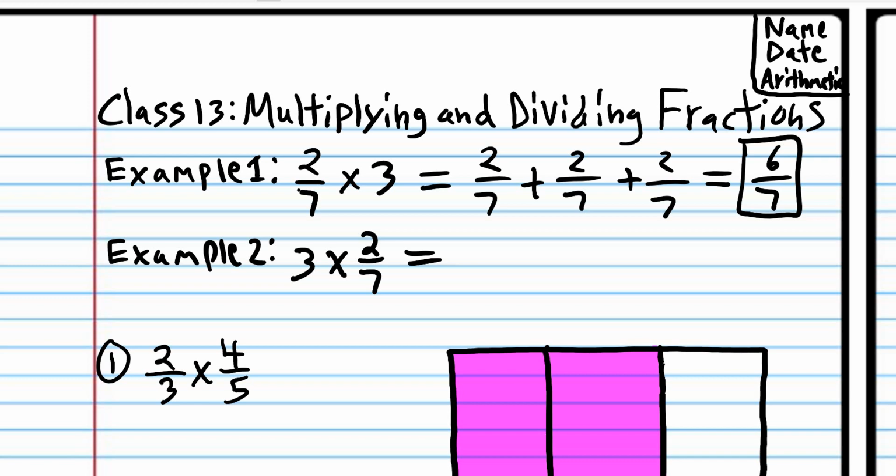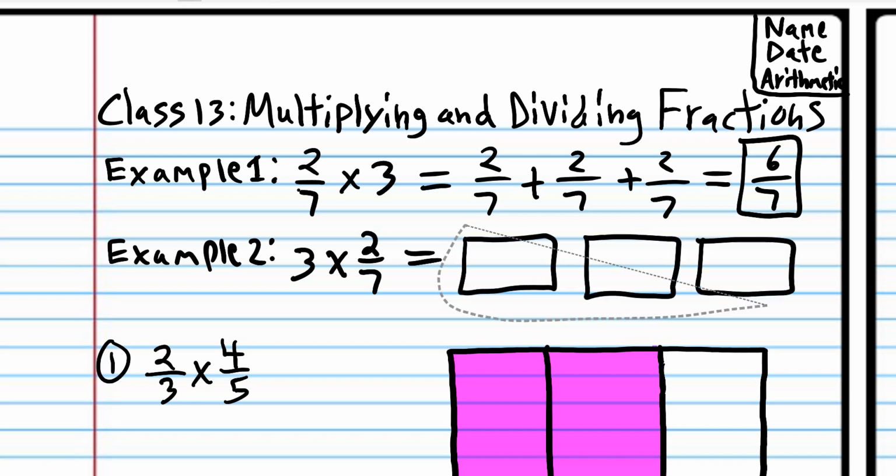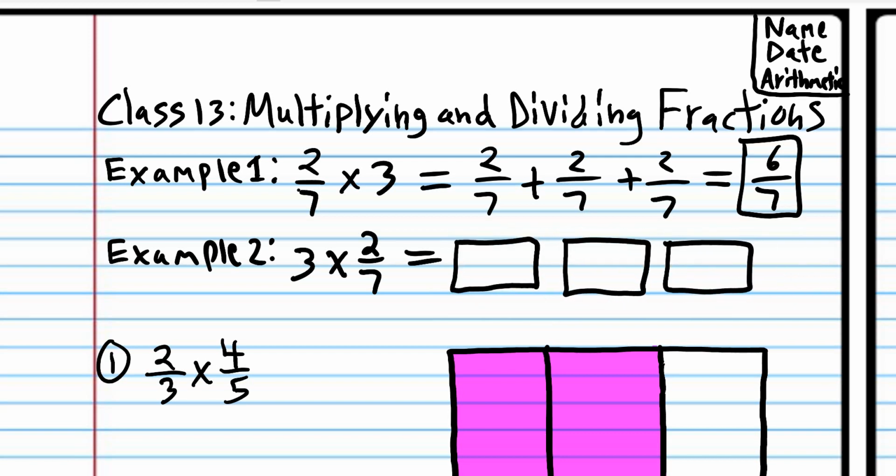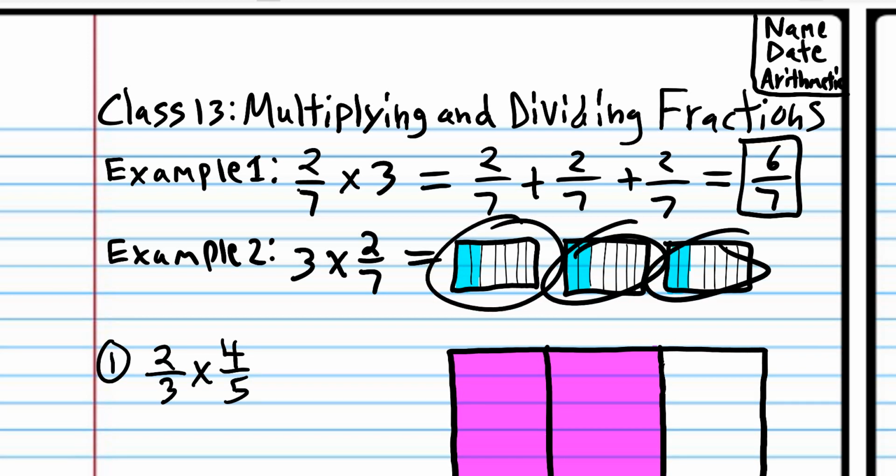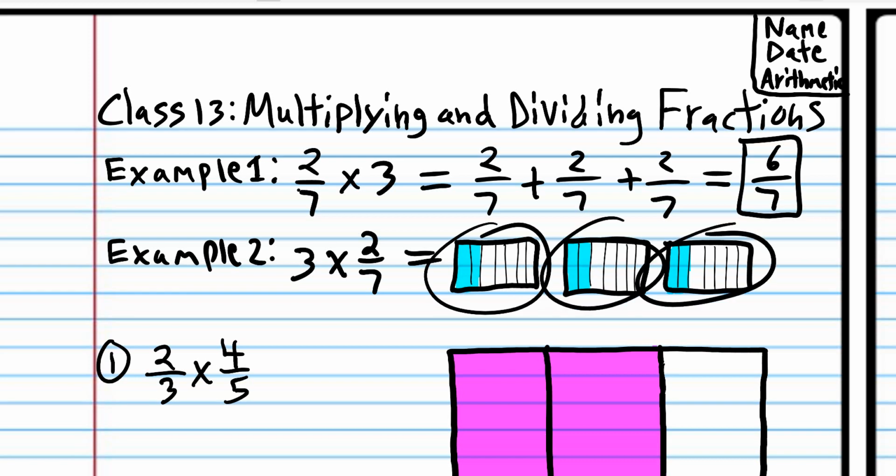So how do we interpret this? Well, you've got 3 wholes, because it's 3, right? And you're going to break each one of those wholes into 7 parts. All right, so we have 7 parts, and we want 2/7 of each. So you have 2/7 plus 2/7 plus 2/7. So we have 3 wholes. 1, 2, 3. And we're finding 2/7 of each one of those wholes. And that's what it means to multiply 3 by 2/7.